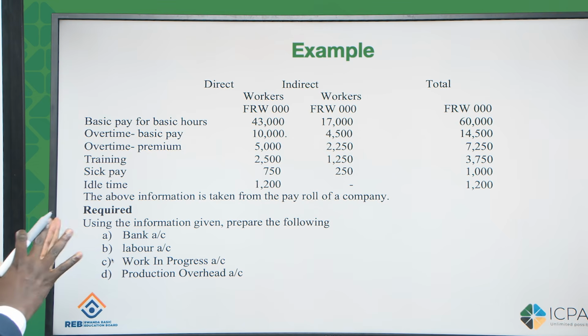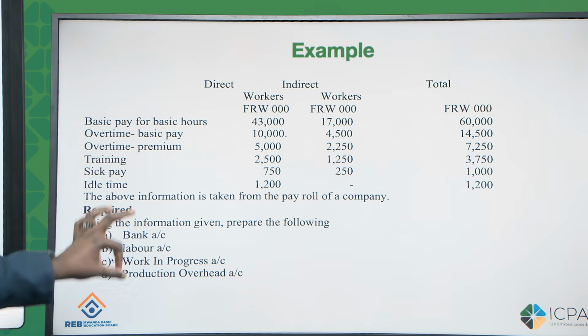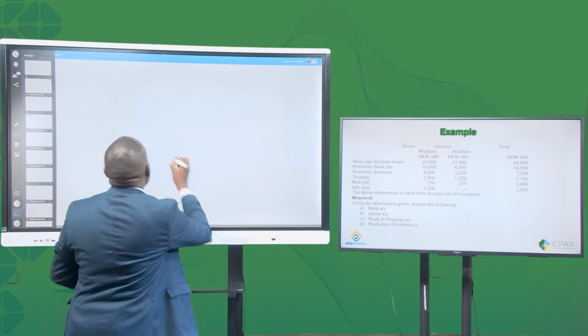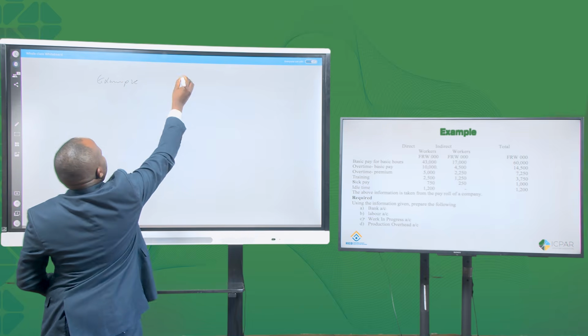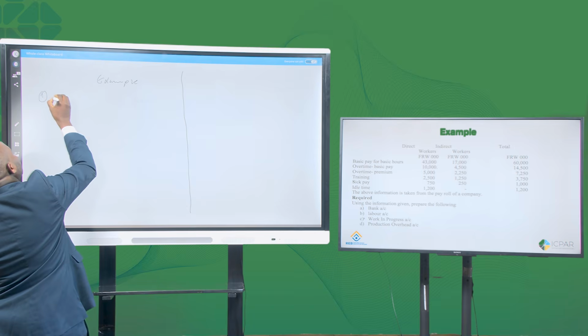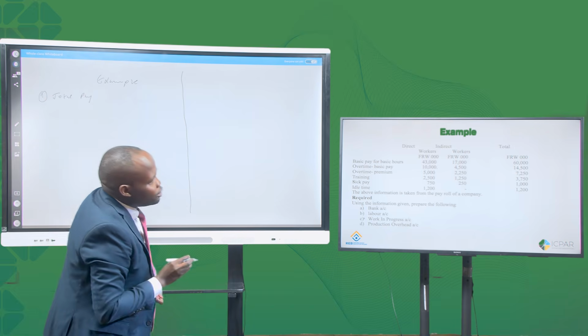So using that information, I don't even need to prepare the accounts because the exam is multiple choice. We need to know what goes to bank, what goes to labor, what goes to work in progress, and what goes to production overhead, because the questions will be multiple choice. So we start in this example, we do the analysis we have just done. First of all, we need to know the total pay. So what is our total pay?